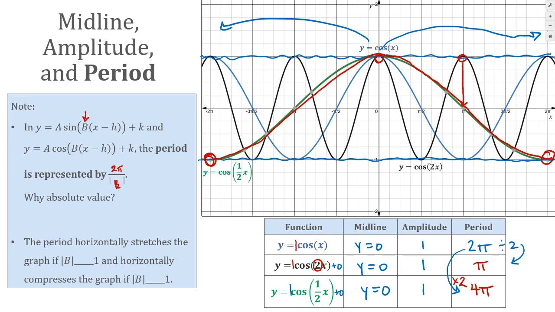We could have a negative number on the inside of that argument. We could have the cosine of -2x, but that's not going to change the period. All that that's going to do is it's going to cause a reflection. So we're not interested in the reflection, because even with a reflection, we would still have that same period of 4 pi. So why absolute value? I would say that a negative b value only causes a reflection.